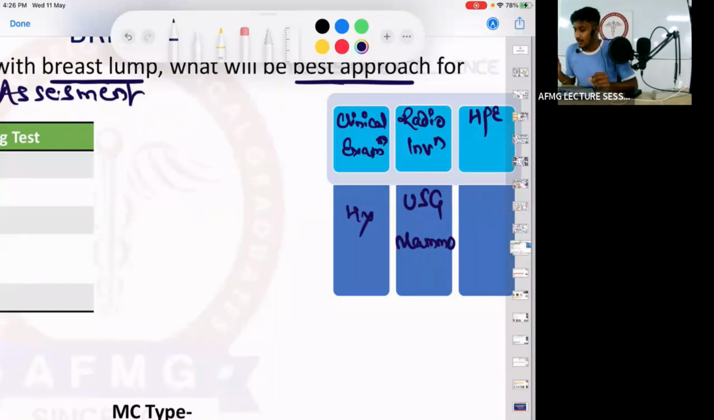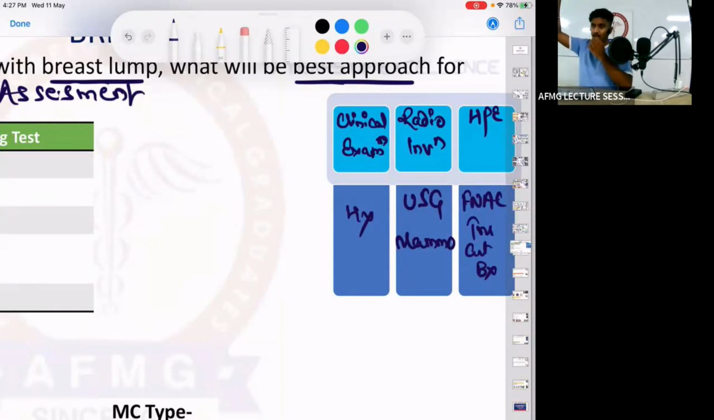Quickly. Third is histopathological examination. Biopsy means first is FNAC, or it can be a true cut biopsy. Second would be a true cut biopsy. So in triple assessment we do three things.